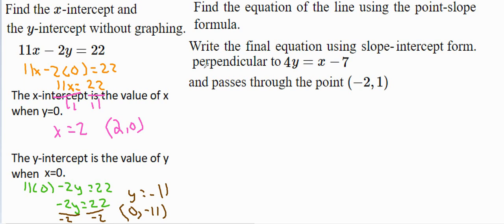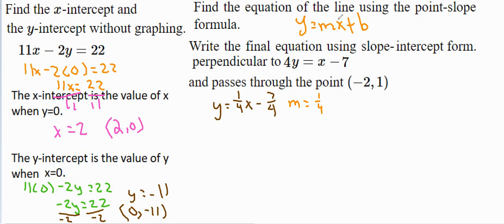The first thing we've got to do is find what the perpendicular slope is, and to do that we need to solve this for y, and we would do so by dividing everything by 4. We want to get rid of the stuff that's next to the y there. So dividing everything by 4 would give us y equals x over 4, or 1/4 x, minus 7 over 4. Since it's in the form y equals mx plus b, the slope is the number right in front of x when y is by itself. So the slope is going to be 1/4.